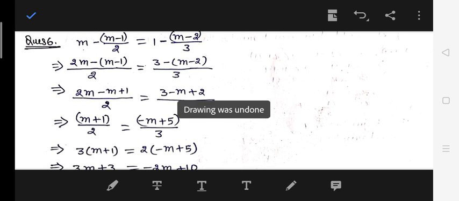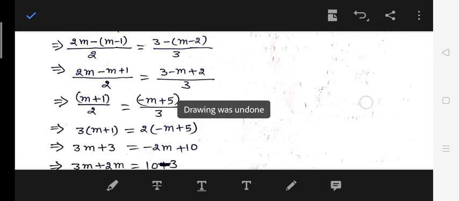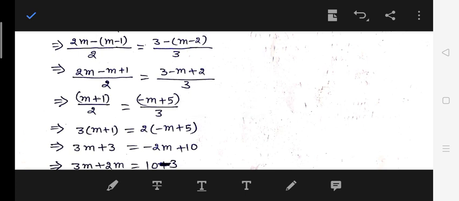So after this you will open the bracket. Here you are going to get the negative sign. If you open the bracket, the signs of the terms inside the bracket will be changed. So here it will be minus m plus 1, and on the right side also there is a minus before the bracket, so the signs change in the bracket value. So minus m plus 2. Now 2m minus m plus 1 upon 2 equals 3 minus m plus 2 upon 3. 2m minus m equals m, plus 1 upon 2, equals minus m, 3 plus 2, 5 upon 3.